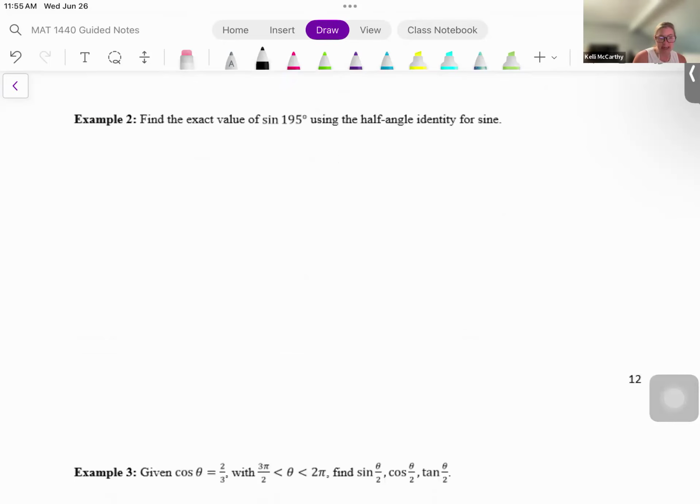Find the exact value of sine of 195 degrees. If we think about 195 degrees, if we were to double that, we would get 390 degrees. So let's assume that a over 2 is 195 degrees, which means that a is 390 degrees. If we think about 390 degrees and we try to determine a coterminal angle for that, if we subtract 360 degrees from this, we're going to get 30 degrees. So 390 degrees and 30 degrees are coterminal angles.